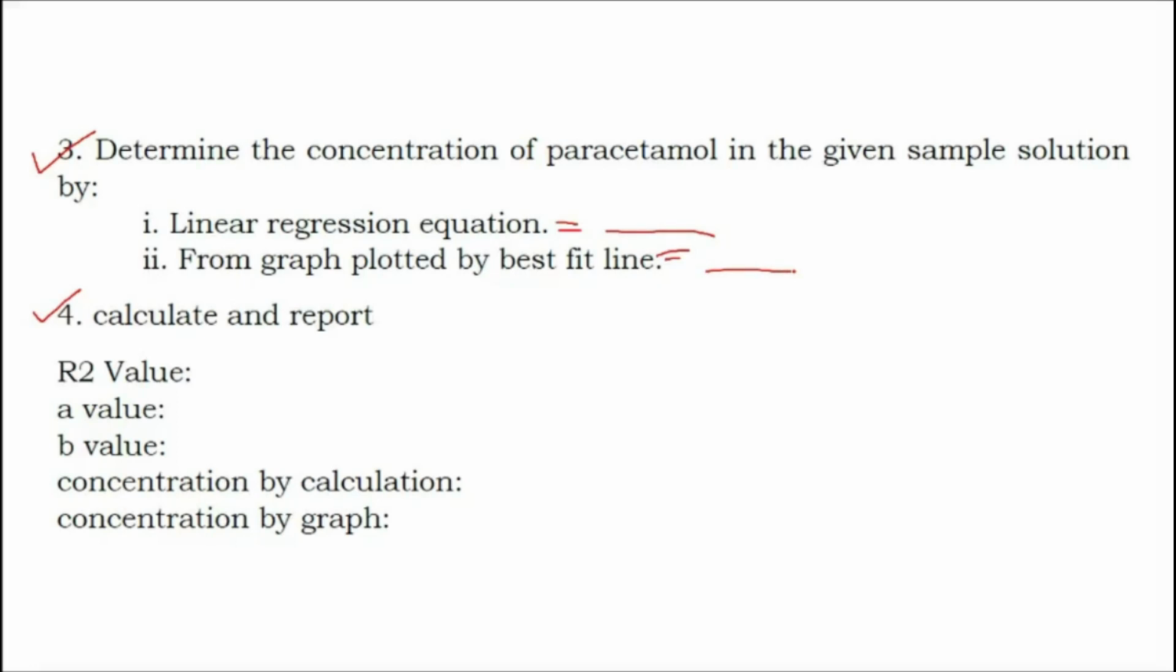This is one part. Second part, calculate and report R square value, A value, B value, concentration by graph and concentration by calculation. These things you need to write. Now, last 2 points you have already mentioned, so do not repeat them. Okay. Is that clear? That means what you want to write? You need to report these 5 points in your answer as your result. This will be your result. Is that clear?